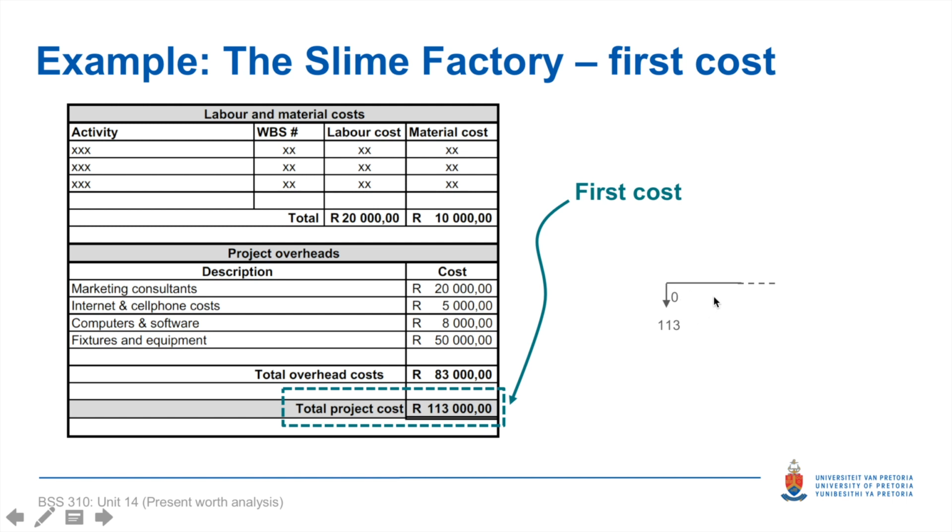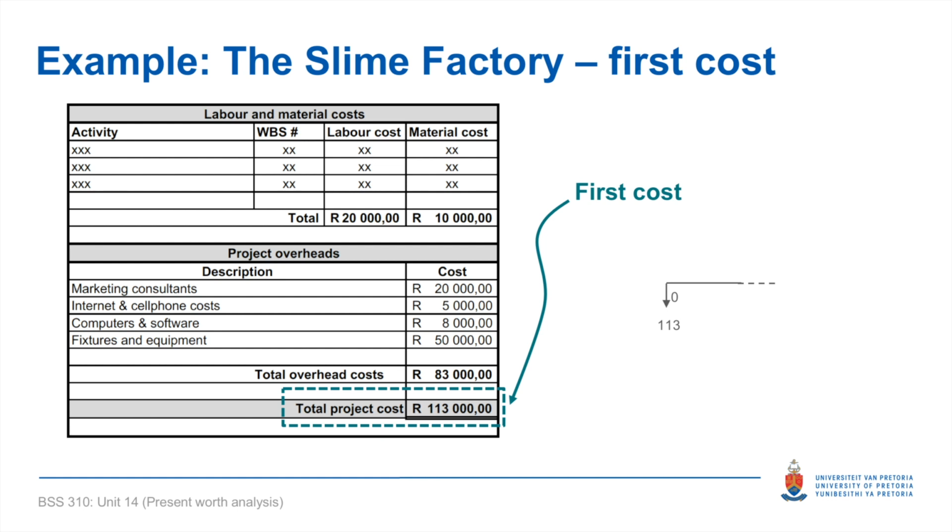Because it is a cost, it is a downward arrow. Again, I'm reflecting all my cash flows on my cash flow diagram in thousands just to make it easier to display. But we don't have 113,000 Rand to invest in our business up front. We don't have that kind of capital in our back pocket.